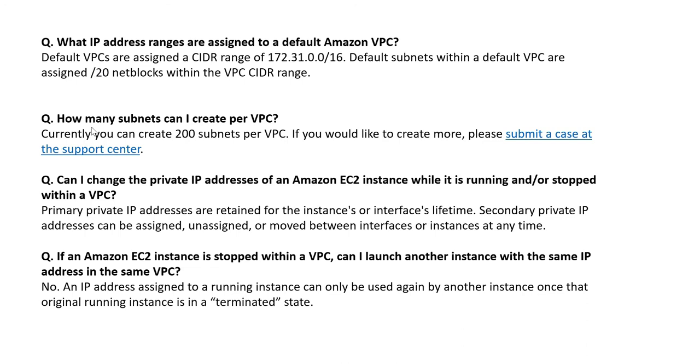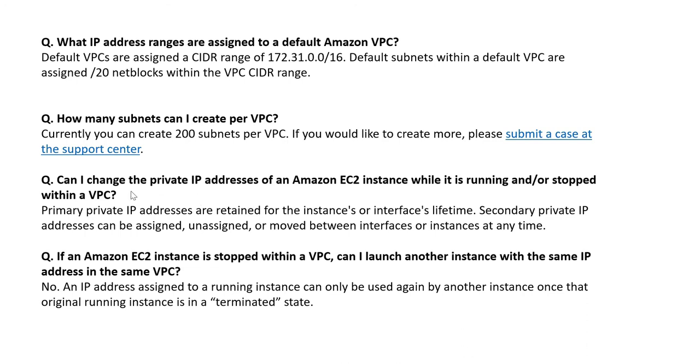And the next one is, how many subnets can I create per VPC? This is very important to remember for the exam. You can create 200 subnets, but whatever IPs or CIDRs you use have to be within the boundaries that you defined when you created the VPC.